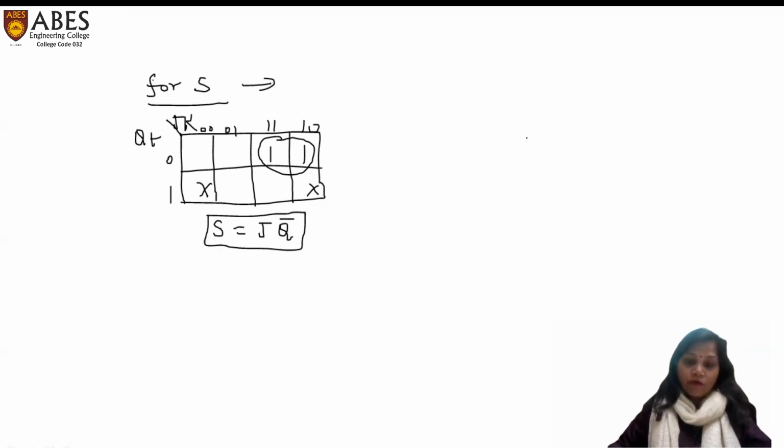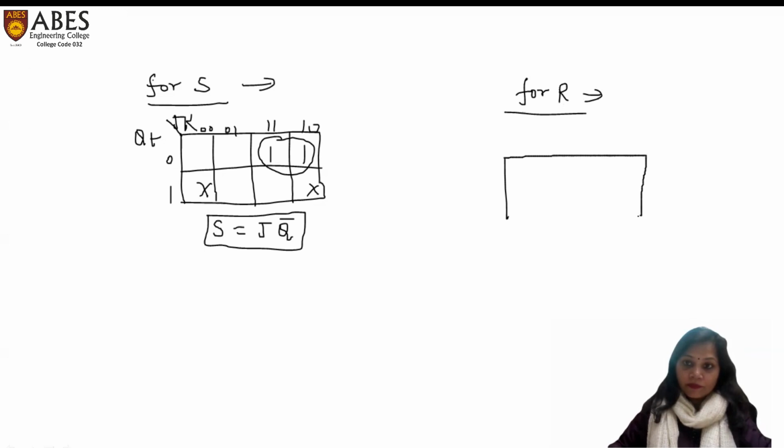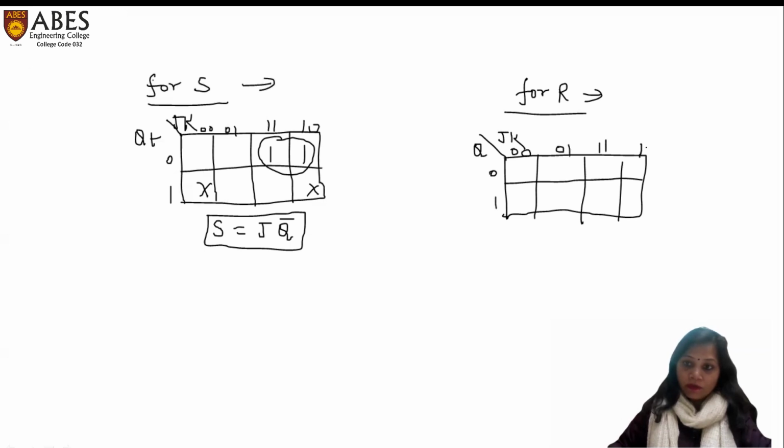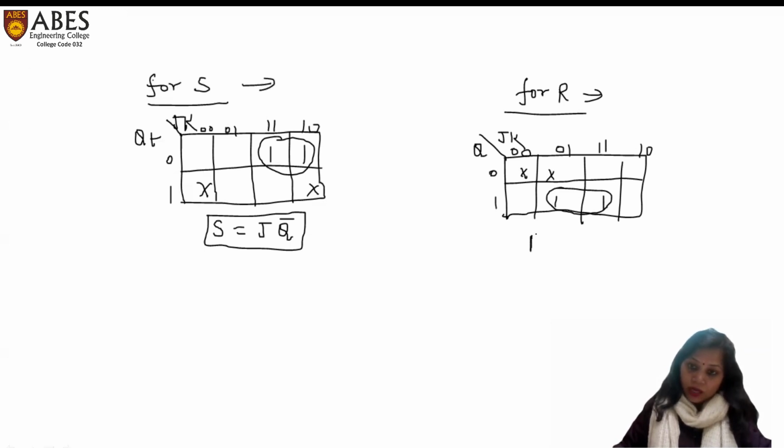Now for R, for the K-map, Q is 0, 0, 1. So this is don't care, and this will be 1. The group is this. So for R, it is R equals Q and K.